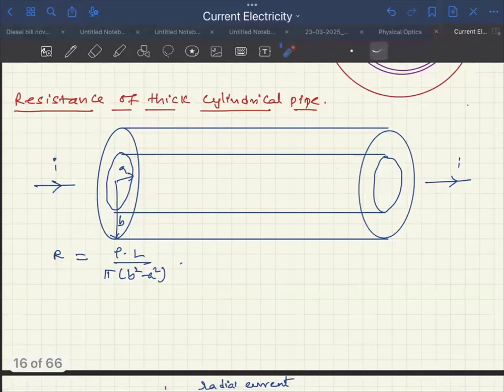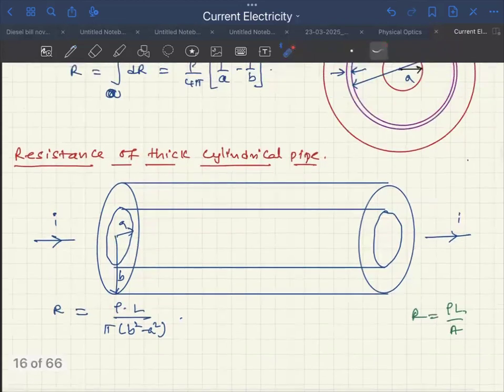Resistance of thick cylindrical pipe. The problem with a cylindrical pipe is that current can go in two different ways. One, along the axis. Two, radially outward. Along the axis is the most simple case. Why? General formula, resistance is equal to rho into L by A. I am going to use the same rho, L; only difference is area means pi b square minus a square. If the current is flowing through the axial direction, the resistance of this is given as rho into L by pi (b square minus a square), the easiest case.